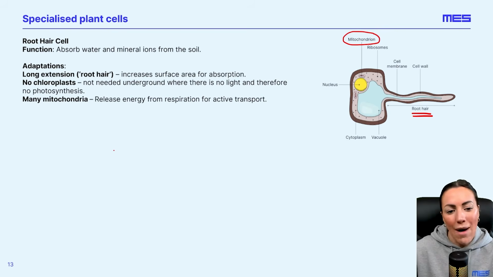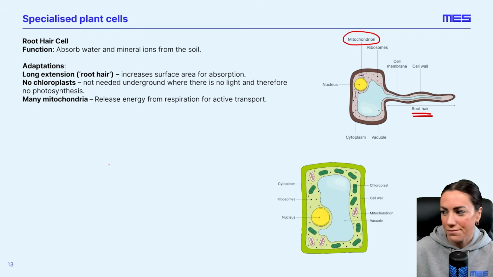Now, we'll be talking about active transport later in this video, but root hair cells can absorb mineral ions by active transport. Active transport does require energy because you'll be moving those mineral ions against their concentration gradient. So because it's an energy requiring process, they will have many mitochondria to release sufficient energy.